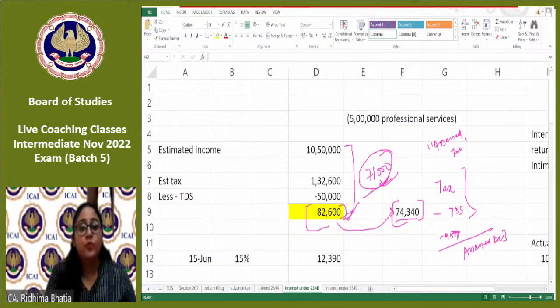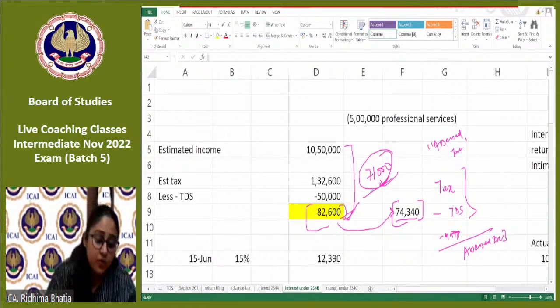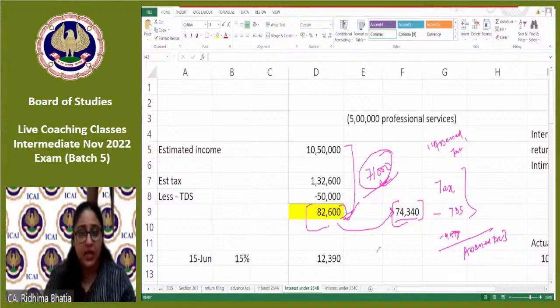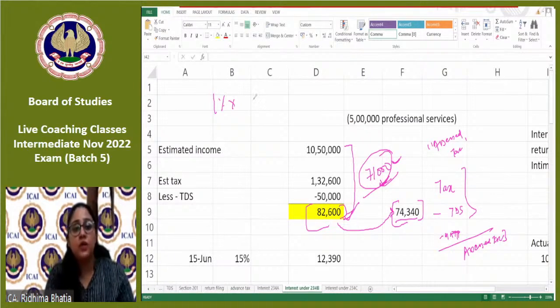There is a shortage. The moment there is a shortage in the total advance tax of more than 10% of the assessed tax liability, that means I have to deposit the interest also. When I deposit the interest in the assessment year, I'll calculate the interest. All the calculation of interest would be deposited in the assessment year, number 1. Then how much interest has to be calculated? 1% into the number of months.